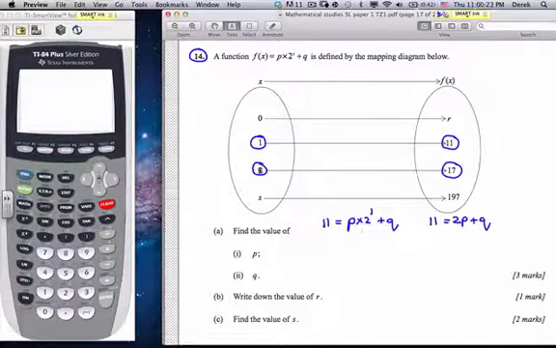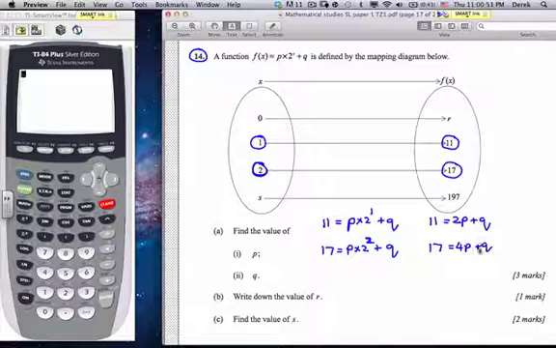And my second one is when x is equal to 2 and I get 17, so I get 17 is equal to p times 2 to the 2 plus q, and so that's going to be 17 is equal to 4p plus q. You see 2 to the 2 is 4. Now I've got two equations and two unknowns.